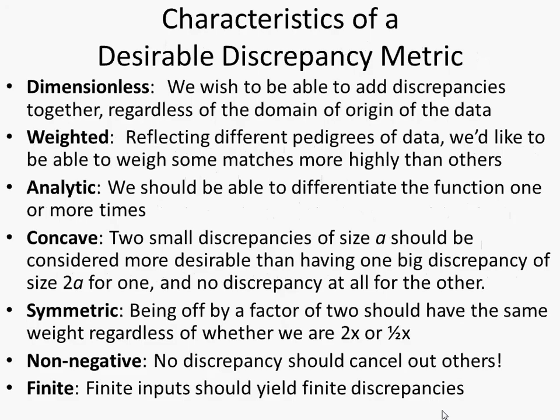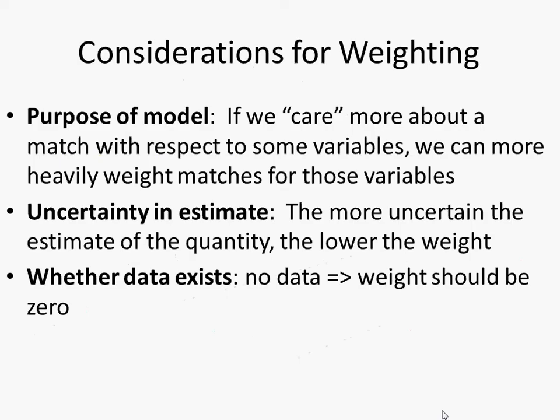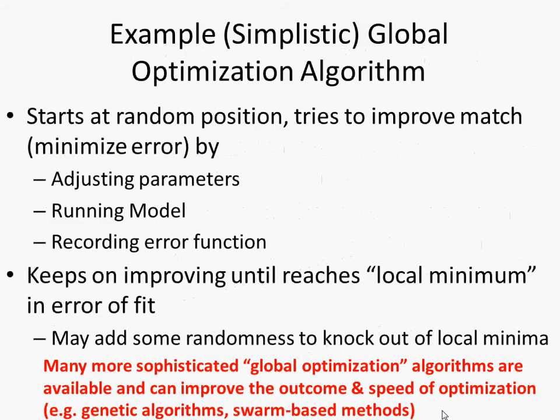For weighting, I noted the desire to weight it. You may want to give greater weight for greater accuracy of the data. Sometimes you care more about things because they're more core to the purpose of the model. And if there's simply no data available for certain time periods, for example, the weight should be 0 for the corresponding discrepancies. So we're going to be looking here at a global optimization algorithm. It starts at a random position and tries to improve the map by adjusting parameters, running the model, recording an error function, and it keeps on improving until it reaches a local minimum in terms of fit.